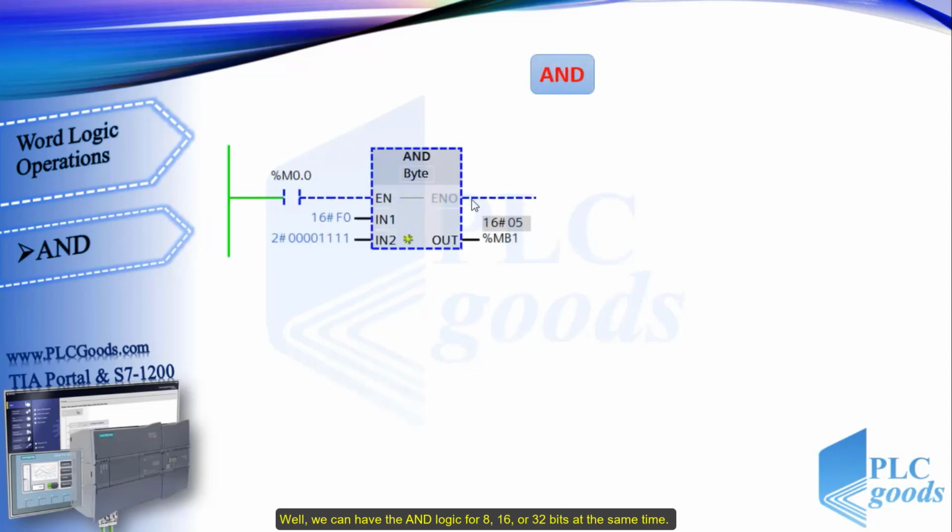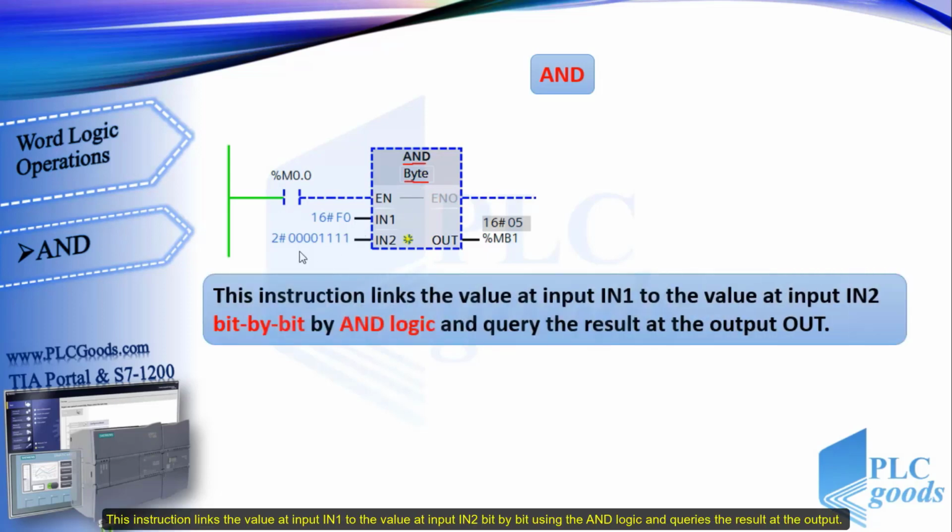Well, we can have the AND logic for 8, 16 or 32 bits at the same time. This is the ladder symbol of the AND instruction. In this case, we must select the data type which can be a byte, word, and double word. This instruction links the value at input IN1 to the value at input IN2 bit by bit using the AND logic and queries the result at the output.